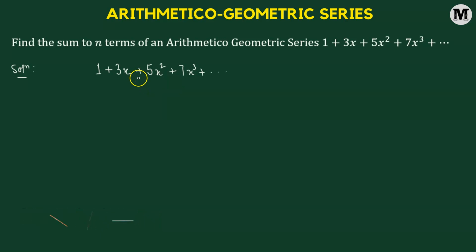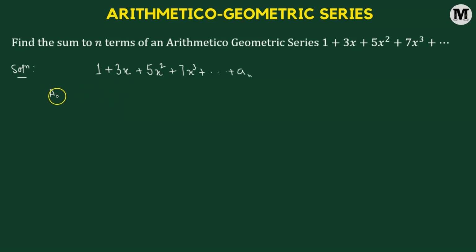Now, in order to find the sum to n terms, we need the nth term. So our first task will be to find the nth term of this series. Since it's an arithmetico-geometric series, we will find its corresponding arithmetic progression and geometric progression, because it's composed of two different progressions.